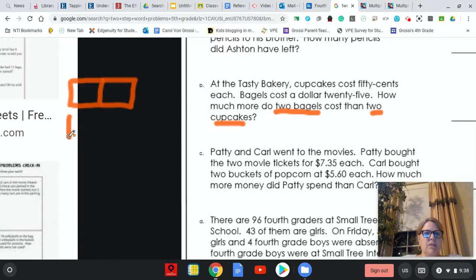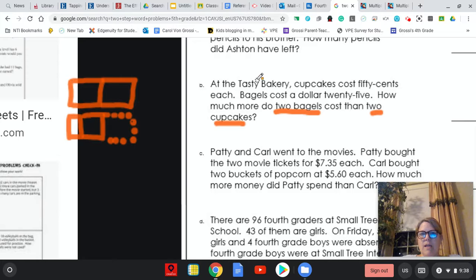So I'm also going to have 2 cupcakes, but I know from the way the question's worded that the cupcakes cost a little less, so I'm going to make them a little bit smaller. And then what I'm trying to find out is this amount right here. I'm going to do a dotted line because there's going to be this difference between the two, right?